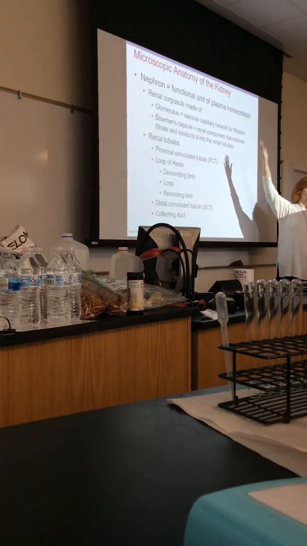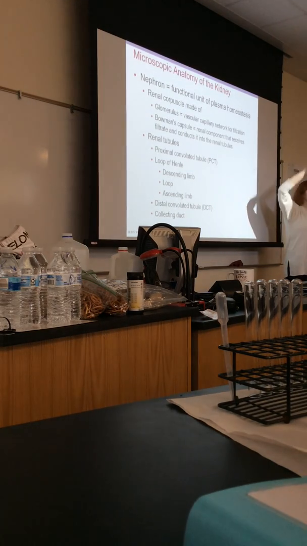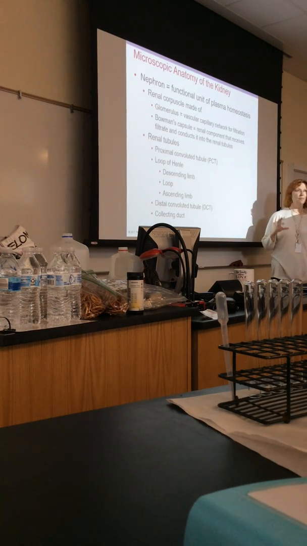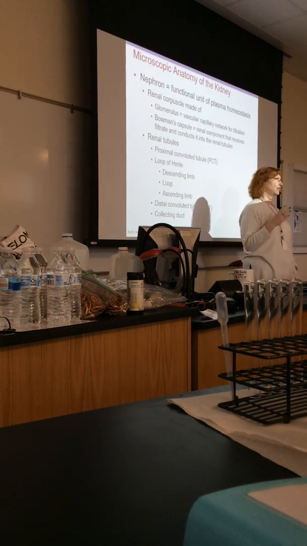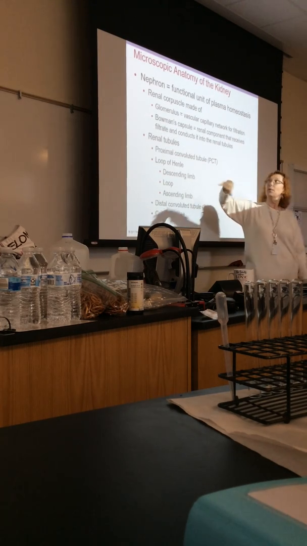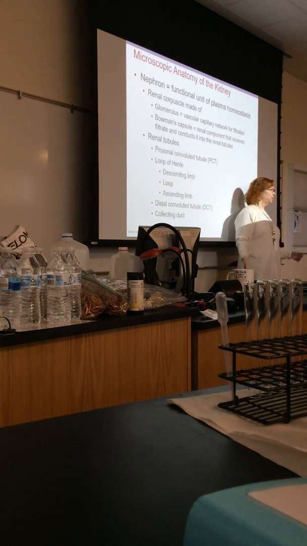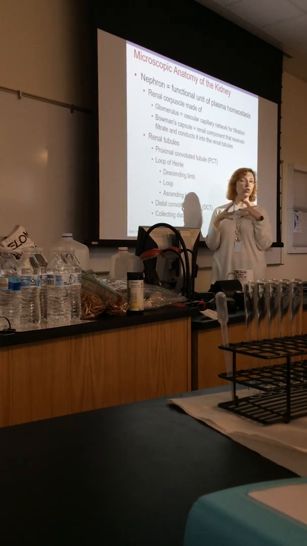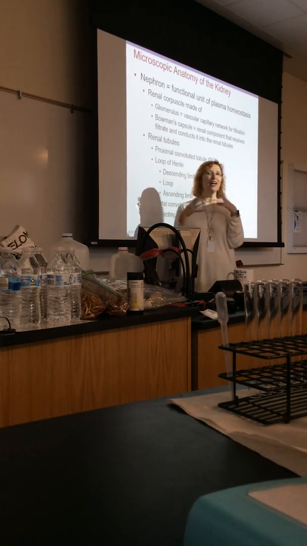The nephron is what we call the functional unit of plasma homeostasis. This is the structure that maintains the homeostasis of our blood. The nephron is divided into two big regions: the renal corpuscle and the renal tubules. The renal corpuscle is where this process all starts, and the renal tubules are where we do our fine tuning.